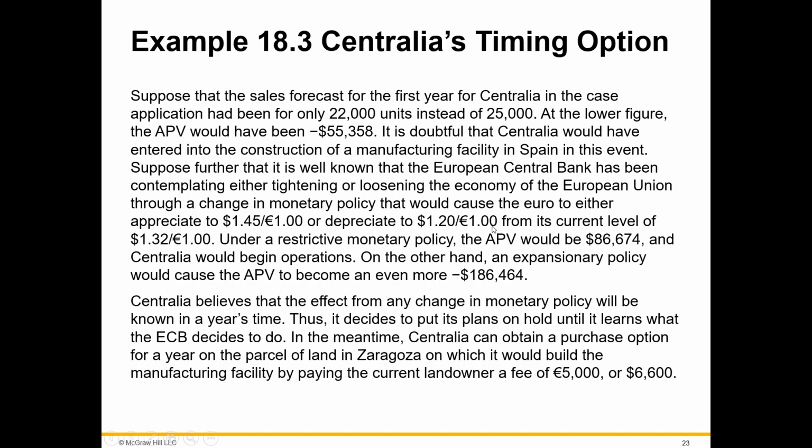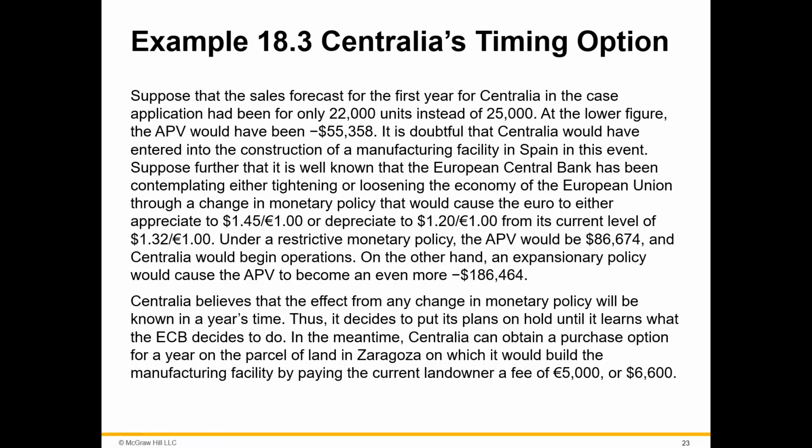Okay, so here's an example. Let's say the sales forecast for this company ends up under what they were thinking, and APV is negative at that lower rate, and then you do the exchange rates. Depending on the European Central Bank's monetary policy, we're going to get different exchange rates. So we have a positive APV and a restrictive monetary policy, and a negative APV and an expansionary monetary policy.